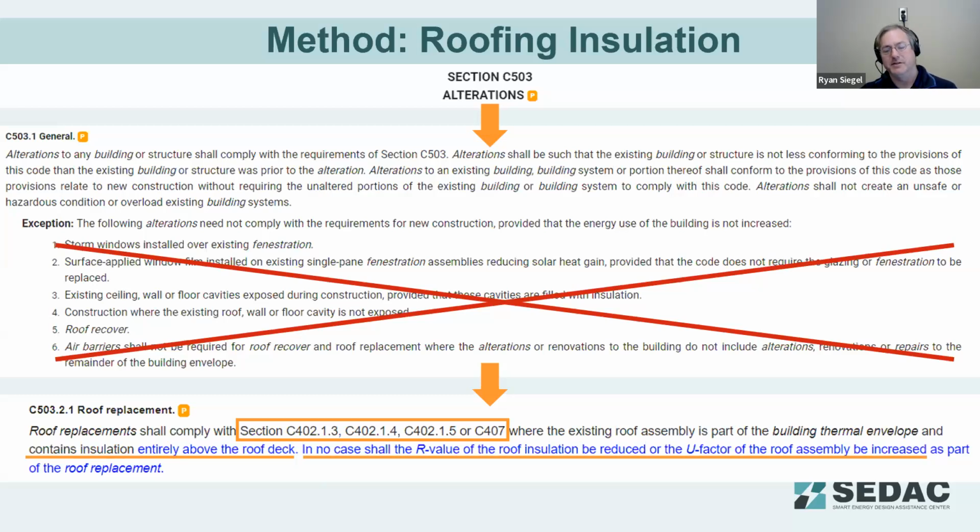Again, this is saying in no case can you reduce the insulation value as part of this. For those of you who may have been involved with the code for some time, we also should call your attention to the tapered insulation provision that has also changed with the 2021 code substantially. So with this, noting we don't want to create an unsafe condition or overload existing building systems.